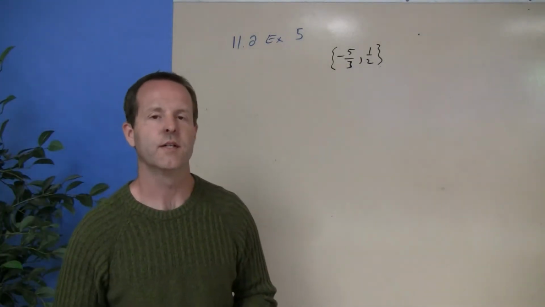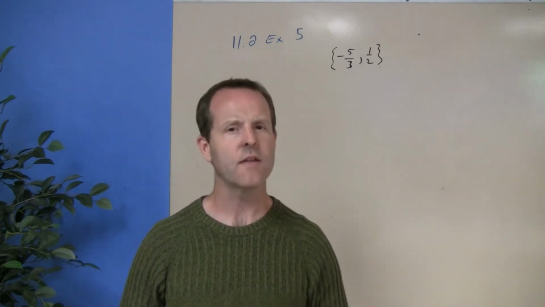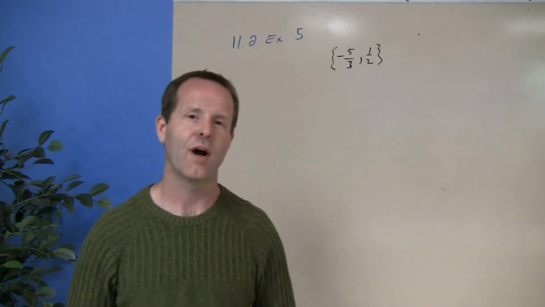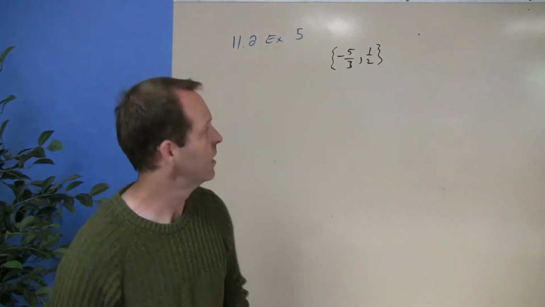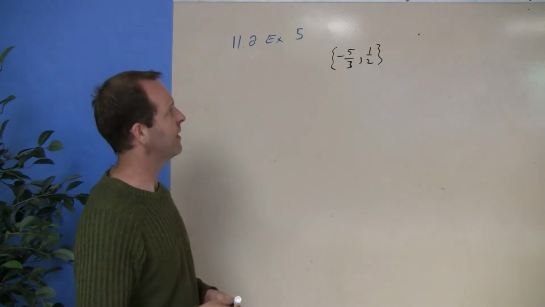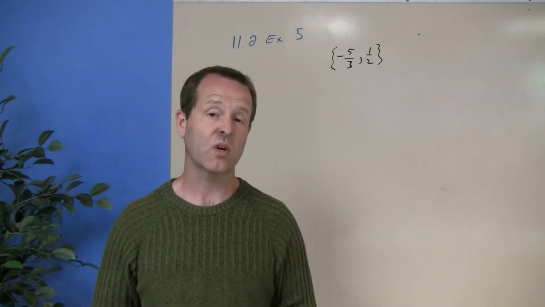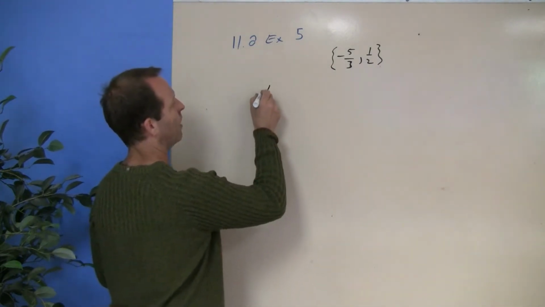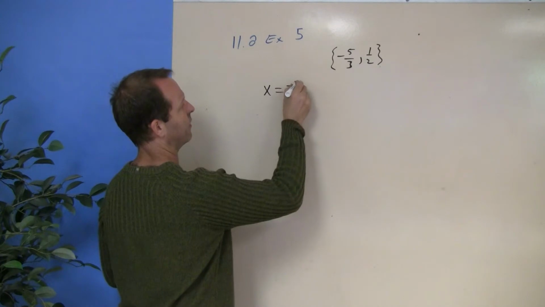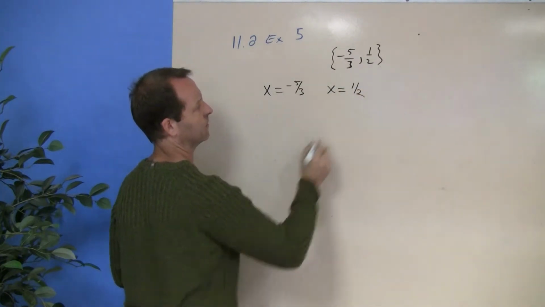Lastly, what we're going to do is create a quadratic based on the solutions. So all we know are the solutions to a particular quadratic, but what is a quadratic that has those two solutions? So we're looking at a solution set that is -5/3 and 1/2. So let's work our way backwards and see where it goes. If those are the solutions, I know that one solution is x equals -5/3 and another solution is x equals 1/2.